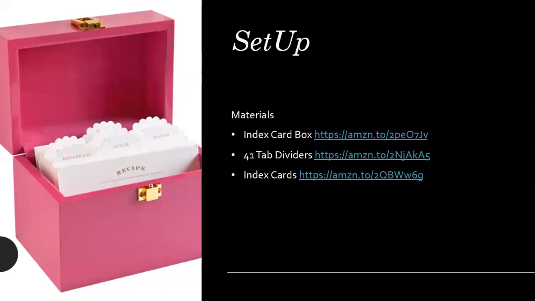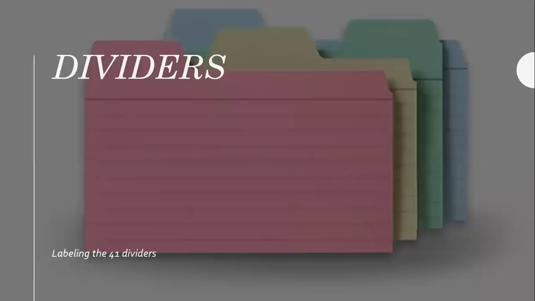And I'll have these links posted below so that you can directly click to the link and find what you need. So index card box, 41 tab dividers, and index cards. And of course, the tab dividers are index card tab dividers, so they're smaller. So let's go ahead and talk about the dividers, labeling these 41 dividers. What are you going to put on them?